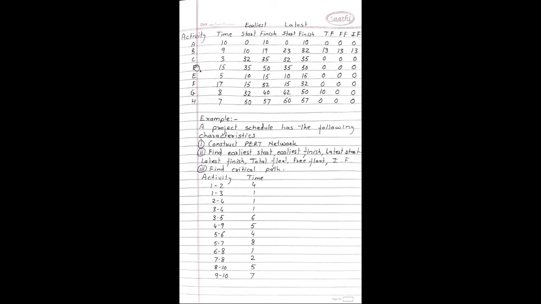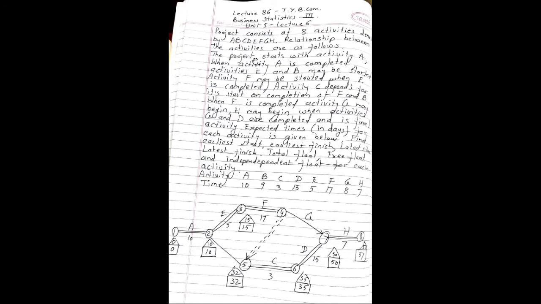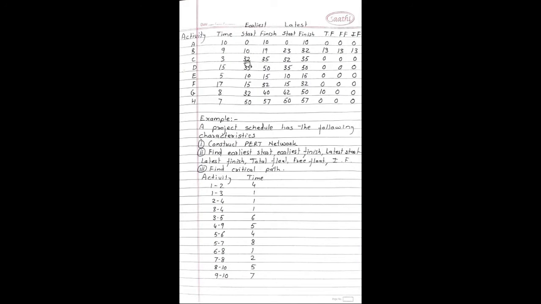C, D, we will see the earliest start for C and D. Activity C earliest start is 32. For activity D earliest start is 35. So 32 and 35 earliest start for C and D. 32 plus 3 becomes 35 and 35 plus 15 becomes 50. For activity E, what is the earliest start?